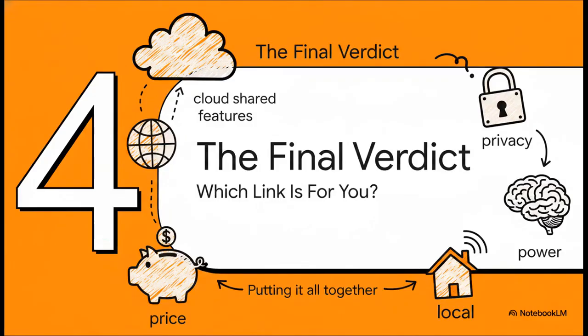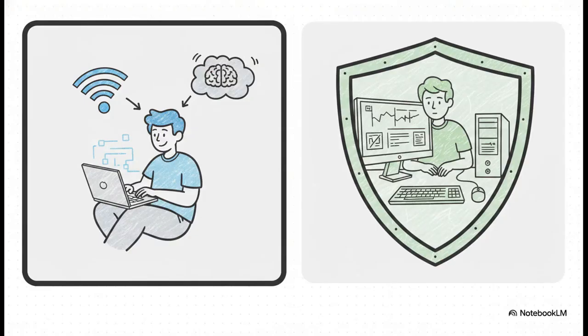All right, we've talked power, we've talked privacy, we've talked price, and we've covered all the shared features. So now it's time to land this plane. Let's put it all together and help you decide for real which link is the one for you. So here's the bottom line. Just look at these two descriptions and see which one sounds more like you. You should probably choose Gemlink, the cloud version, if you're using a pretty standard computer, you want the absolute smartest AI possible, and you're pretty much always online anyway. It's the easy path.